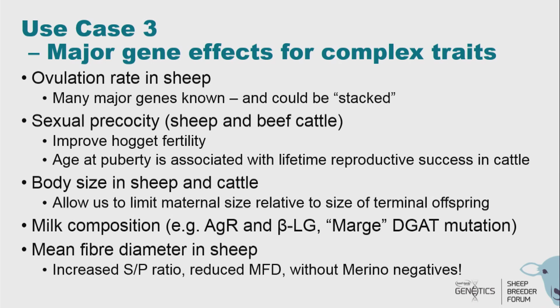Mean fibre diameter in sheep, increased secondary primary ratio, reduced micron without merino negatives. That would be nice. Some of you have tried to cross merinos with your animals and reduce the fibre diameter, and the unfortunate thing is you bring in a lot of negative issues from other parts of the merino genome that it's very hard for you to get rid of. We wouldn't have those same problems with gene editing.